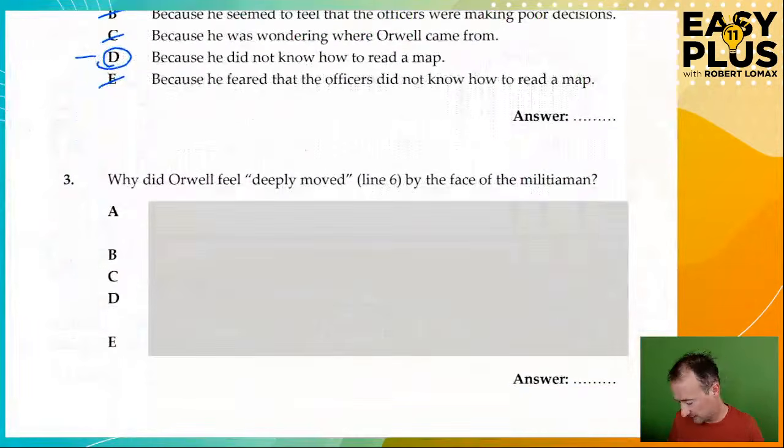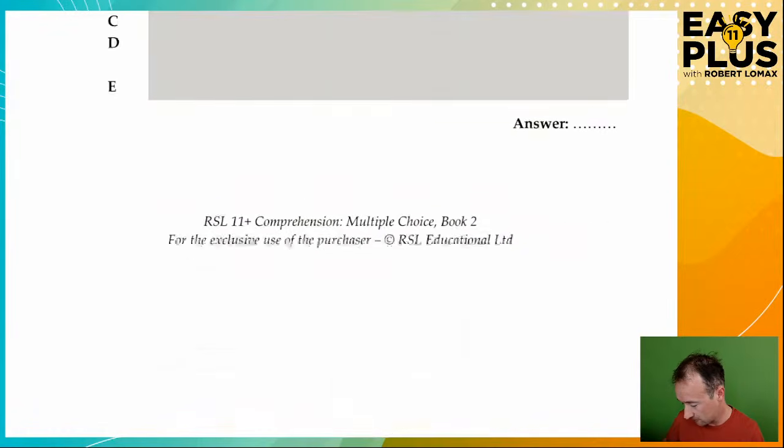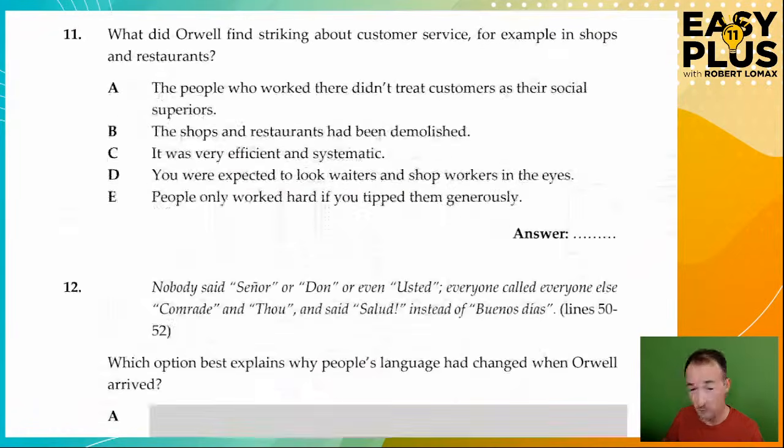So next one I blanked out. This is from a much longer paper in one of my comprehension books, RSL Multiple Choice Comprehension, book 2. But I wasn't going to give you the whole paper because we don't have time for it in a lesson like this. So I'm just skipping past lots of things. The next one is question 11. Okay. What did Orwell find striking about customer service, for example, in shops and restaurants?